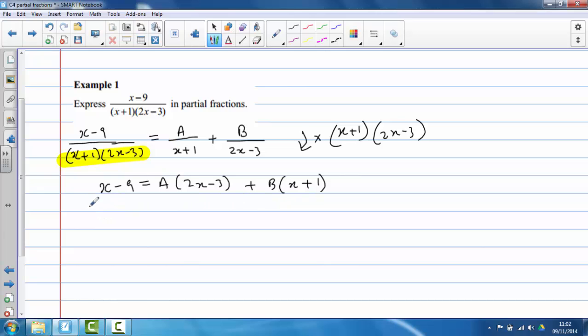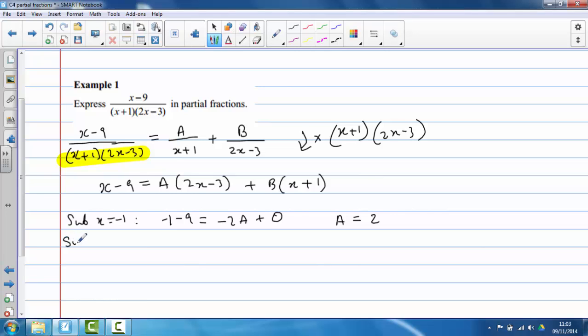Now to work out a and b, what we'll have to do is substitute some values of x, and we can start by looking at, say, this bracket here. You've got x plus 1, and if we were to set that to 0, we've got x equals minus 1. So we can sub in x equals minus 1, and naturally b will disappear. So if we sub in x equals minus 1, we get minus 1 take away 9, which is minus 10, equals minus 2a and then plus 0. And so that gives us a equals 2.